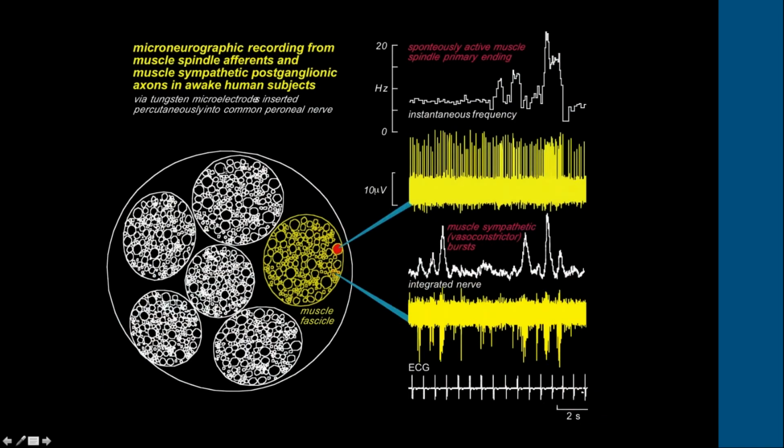So this is a schematic of a peripheral nerve. As you'll be aware, it's composed of distinct fascicles. At the level of the knee, for instance, some will supply tibialis anterior muscles, some extensor digitorum longus muscles, some will supply cutaneous fascicles. Here we have a representative recording, an extracellular recording from a single muscle spindle ending in tibialis anterior. It is firing spontaneously.